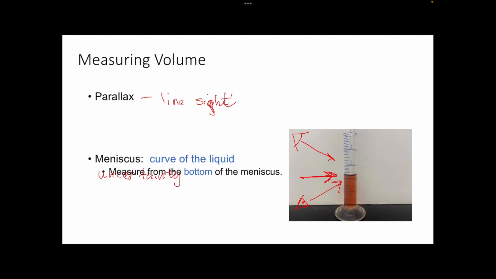Now the meniscus is the curve of the liquid. This little curve right here is the curve of the liquid. Not all liquids have a meniscus. It depends on the surface tension, but water does, and we're going to be using a lot of water. So we will commonly have a meniscus, and we always want to measure from the bottom of the meniscus. You don't want to measure on the sides where it's up higher. You want to look at the bottom of the meniscus. That's the convention.